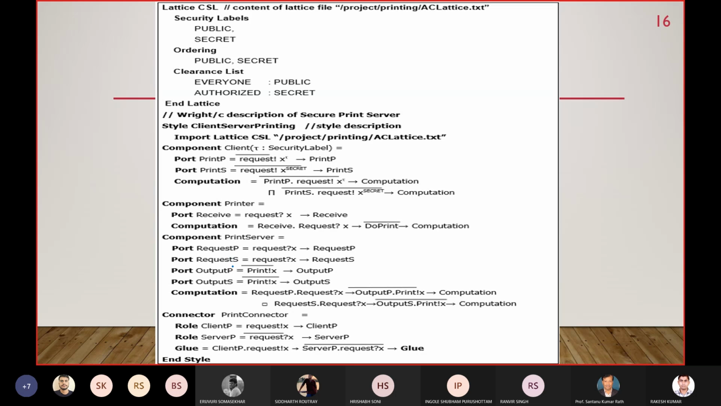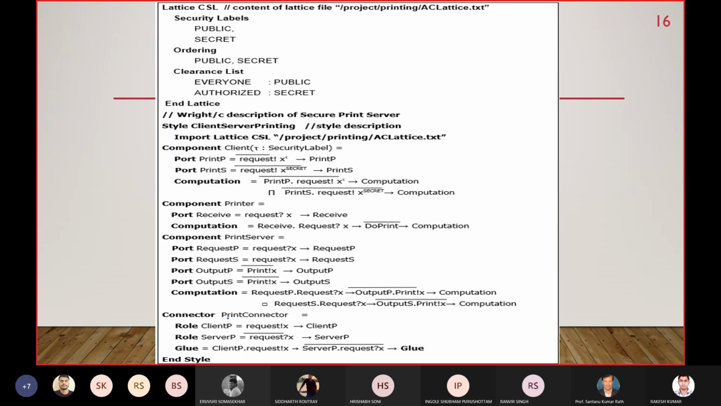The ports are request P, request S, output P, output S. Request P, request X, it will go to request P, meaning requesting the public printer to print. Then request X, requesting the secret printer to print. Output P, print X, then output P, output from the public printer, and output S, output from the secret printer. Then computation. Request P, request X, output P, that is public, print X, then back to computation. And if secret, then request S, request X, then output S, print X, back to computation. If a secret document is printed.